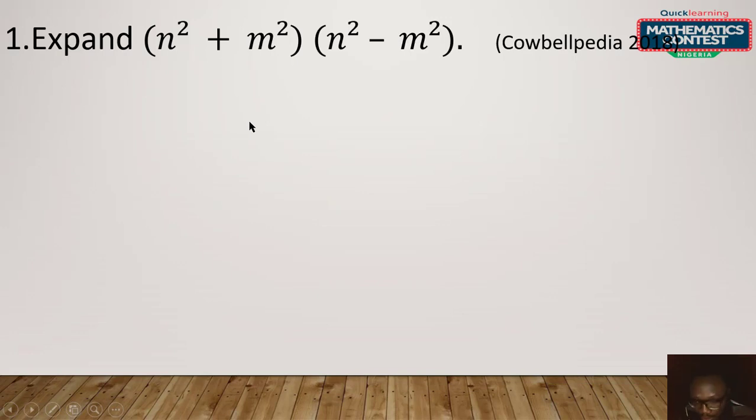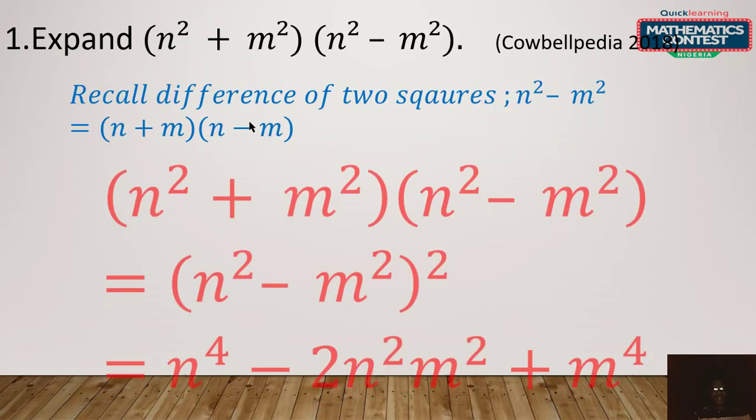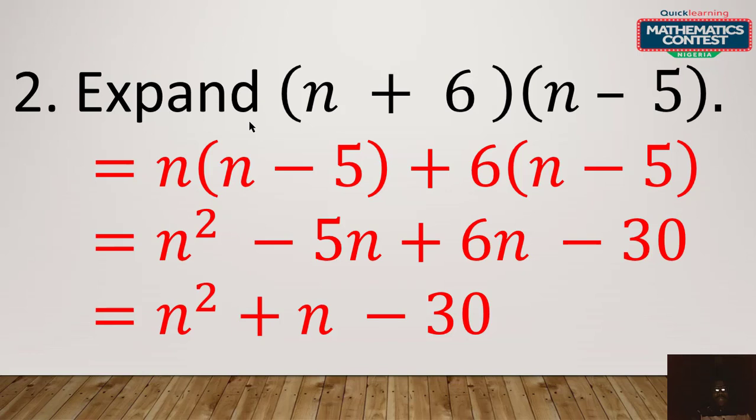So in expansion we have this. So let's look at the second one again. We want to expand this. So n times n. We'll use this n to multiply n minus 5, and we'll use this 6 to also multiply n minus 5. So this times this will give us n squared, this times this will give us minus 5n, this times this will give us 6n, while this times this will give us minus 30. So minus 5n plus 6n will give us plus n, and we'll have minus 30 there.